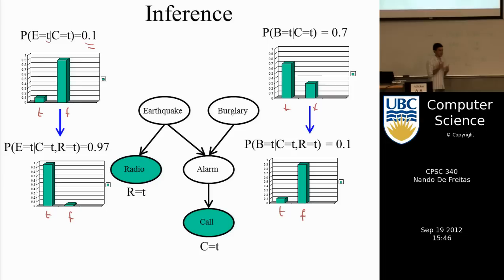This phenomenon of being able to acquire a new variable that allows you to discern between two events happening is called explaining away. In other words, we didn't know whether there was a burglary or an earthquake, but once we get the radio report, we are able to explain what has happened. Pardon? Oh yes, you could also have a burglary and an earthquake. That's why you still have a little bit of probability here.